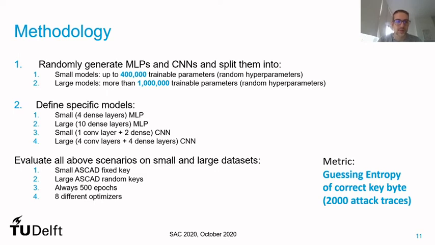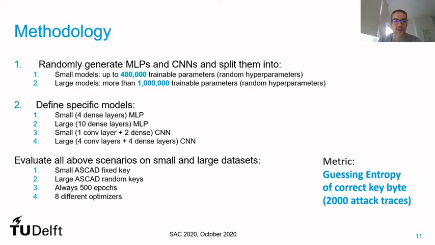In the second part, we define specific models with fixed hyperparameters, either small or large MLPs and CNNs. And we are also going to see if we can confirm that the typical behavior that we observe randomly for different hyperparameters can also be seen in specific models. And we evaluate all these scenarios on these two data sets.